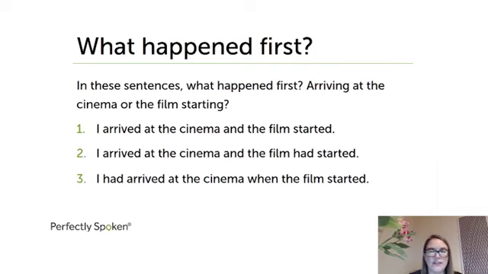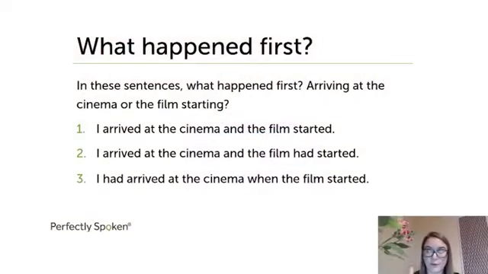So I think you're going to need to take a bit of time here. Read the sentences very carefully, and all I want you to do is for each sentence, tell me what happened first, arriving at the cinema or the film starting. So pause the slide and make some notes.